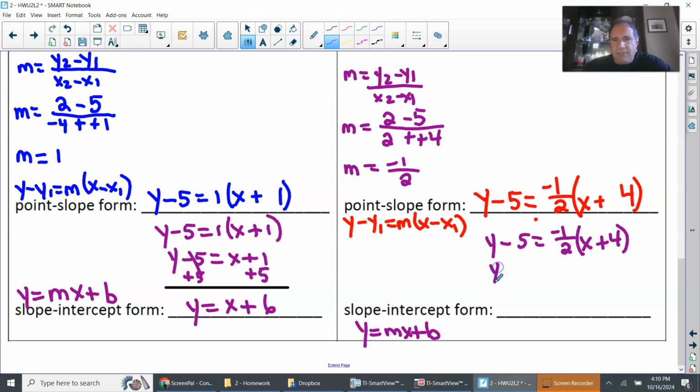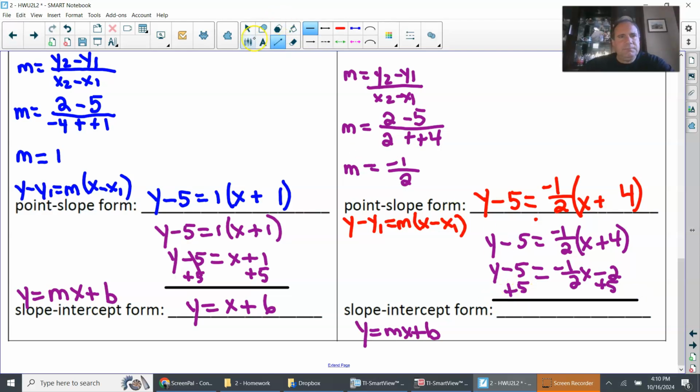Use your calculator every time, every step of the way. Negative a half times x is negative a half x, and negative a half times positive 4 is negative 2. All right, use your calculator. Then you add 5 on both sides. You're going to use your calculator. This cancels. You get y equals negative a half x plus 3. And that is slope intercept form.